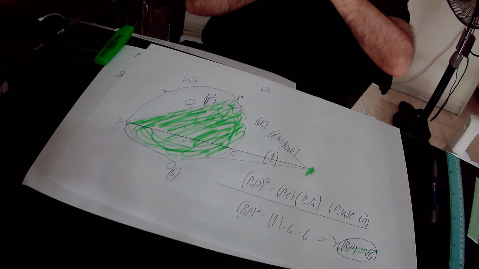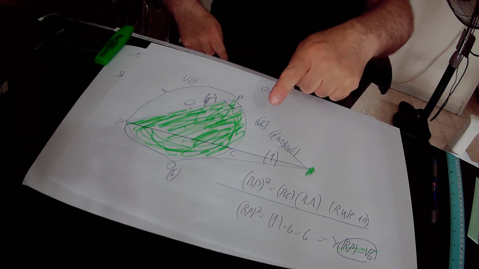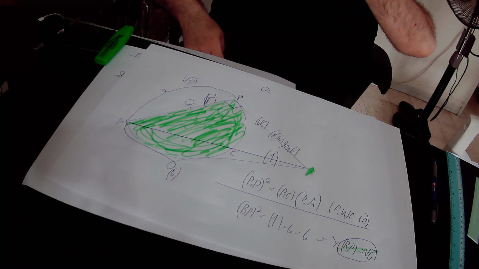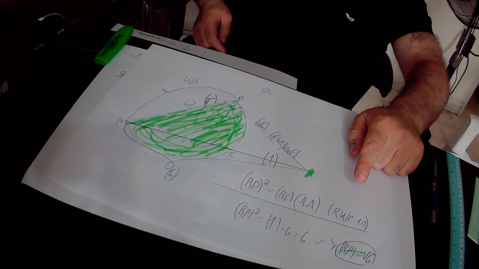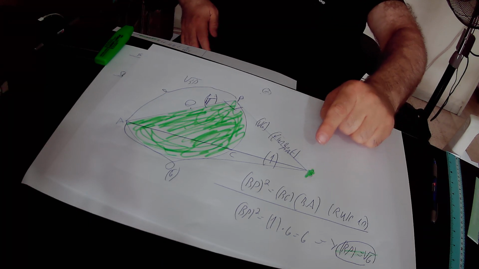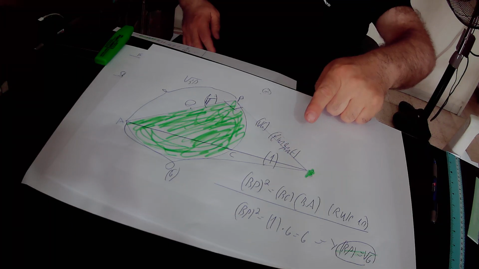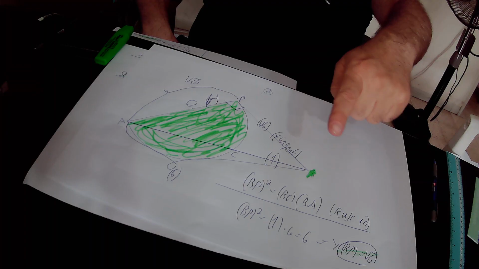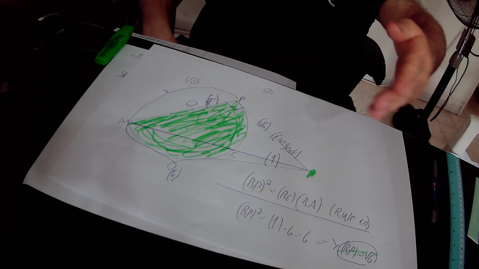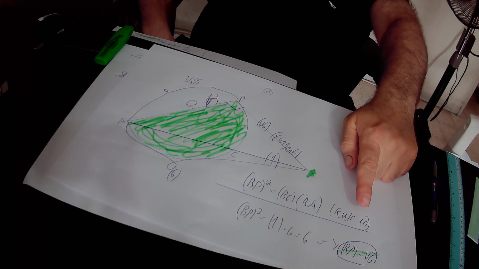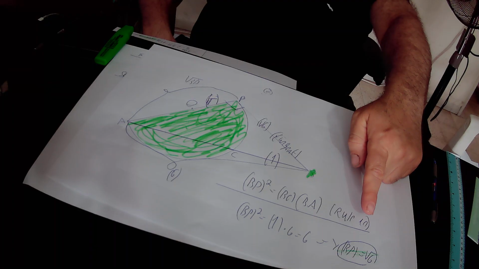According to rule 10, BP squared equals BC times BA. BP is the missing side, so we leave it as it is. BC equals 1, BA equals 6, and therefore BP squared equals 1 times 6, that is 6. BP squared equals 6, we took the square root, and finally found that the missing side, tangent BP, equals the square root of 6 units in length.